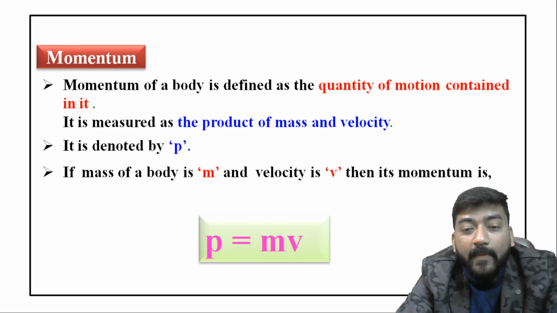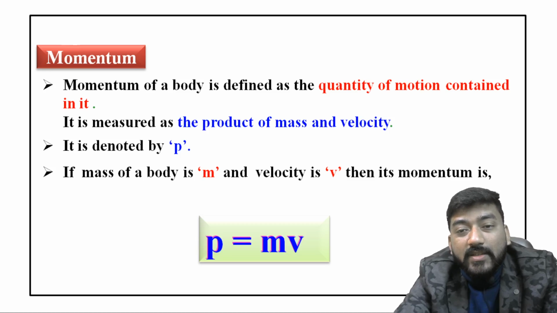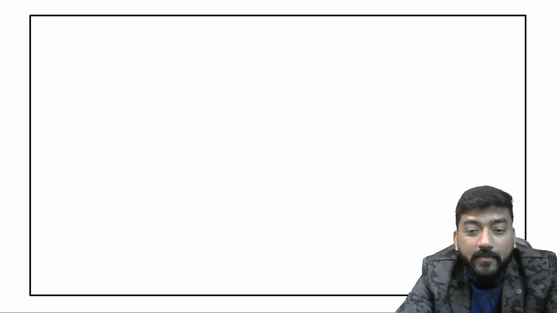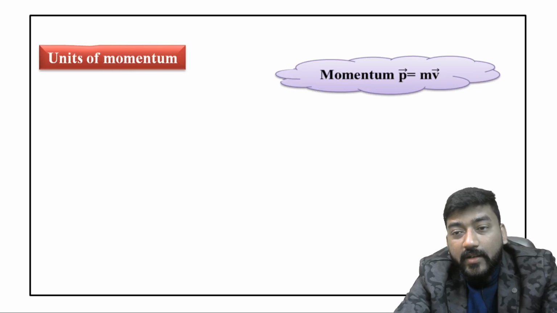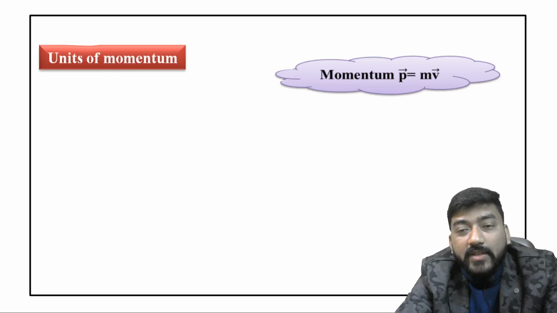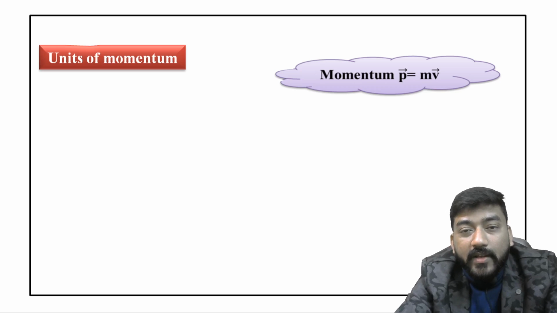Momentum is a vector quantity, because it depends on v, and m is a scalar quantity, so p equals mv is a vector quantity. So the vector p is equal to m times the vector v, because m is a scalar, and obviously the direction of momentum will be in the direction of v.